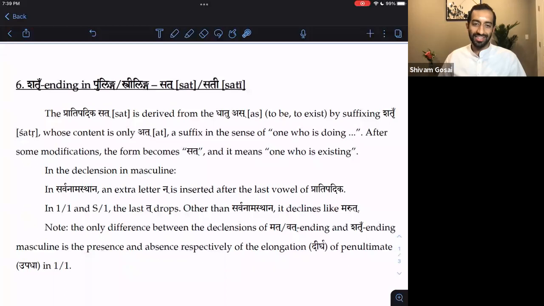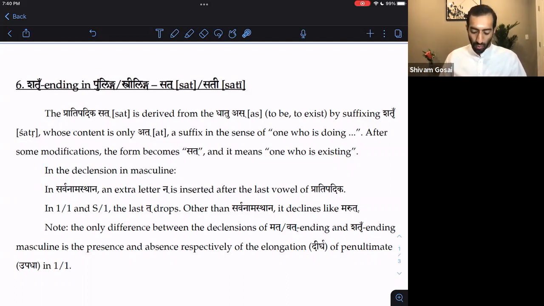How does that become sat? There's a long process. There's some modifications that take place that are beyond our scope. We don't need to know that. All we need to know is us plus the shatra becomes sat. Okay, if we go into the process, then we'll take 2 hours just learning about the process. And that's not really our scope right now, right?